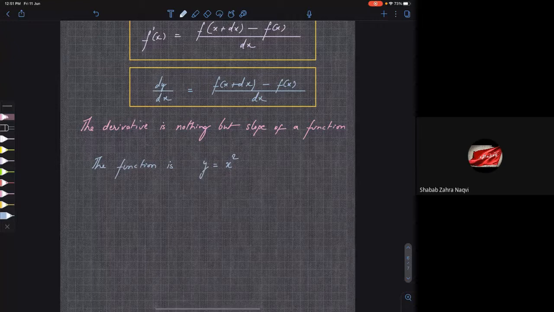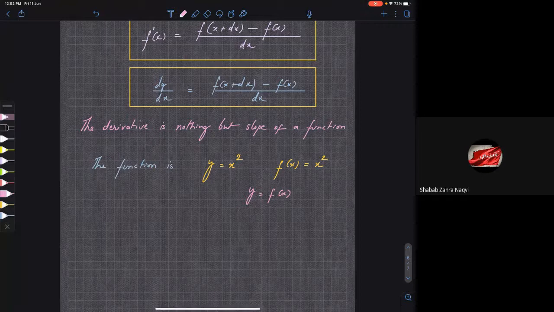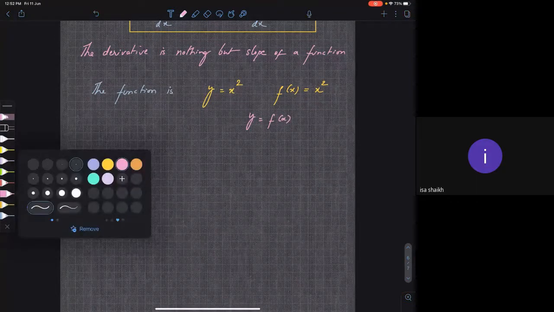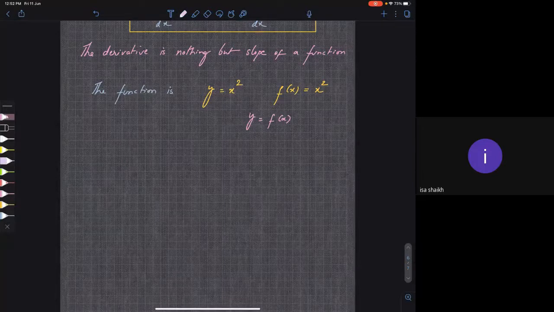So we can also write this in a different way. Instead of y is equal to x square, I can also write f of x is equal to x square. Both are the same. You are getting my point. Why? Because y is equal to f of x, right? Yes, sir. So this is one notation. So either way we will see. So if y is equal to x square, let us try to see what is dy by dx.